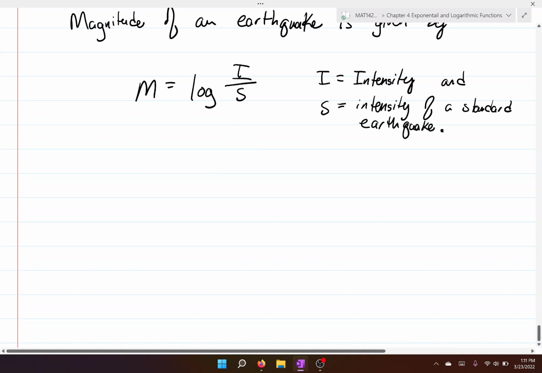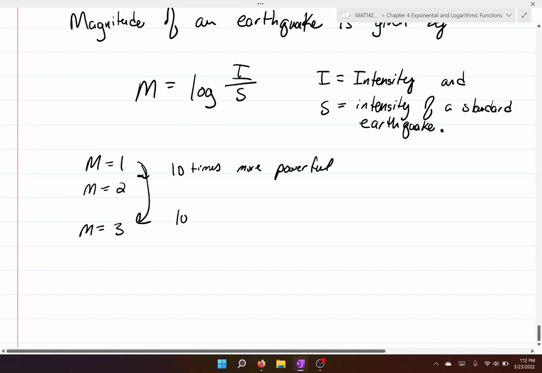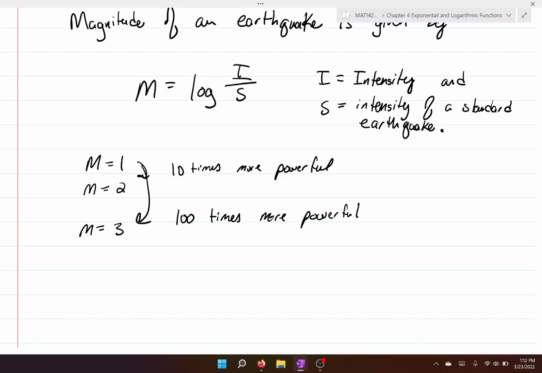And what's crazy about this is if you have an earthquake, and let's say the magnitude equaled 1, all right? That is a powerful earthquake nonetheless, okay? You'll feel it shake, but I don't think anything's really going to happen. But if you have an earthquake that's a magnitude of 2, that is 10 times more powerful than a magnitude of 1. And if you have a magnitude of 3, then that is 100 times more powerful. So every time you get a new magnitude, you are multiplying by 10 every single time, all right?